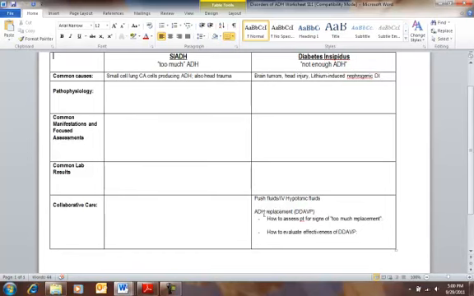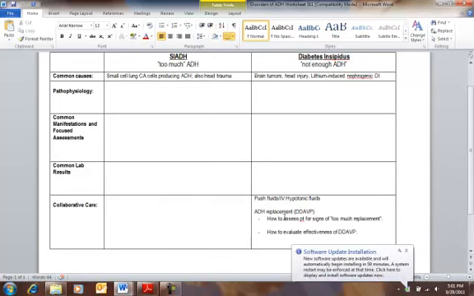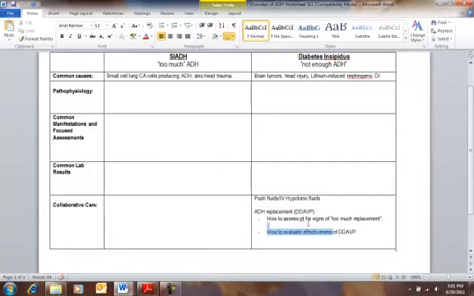Actually replacing ADH. But consider this as a continuum. If they start out with DI and you're administering DDAVP and they get too much DDAVP, they could very well move over into symptoms of SIADH. So you want to make sure you're teaching your patients, if they're taking that at home, to monitor for signs of too much replacement and when they need to call their healthcare provider about that.